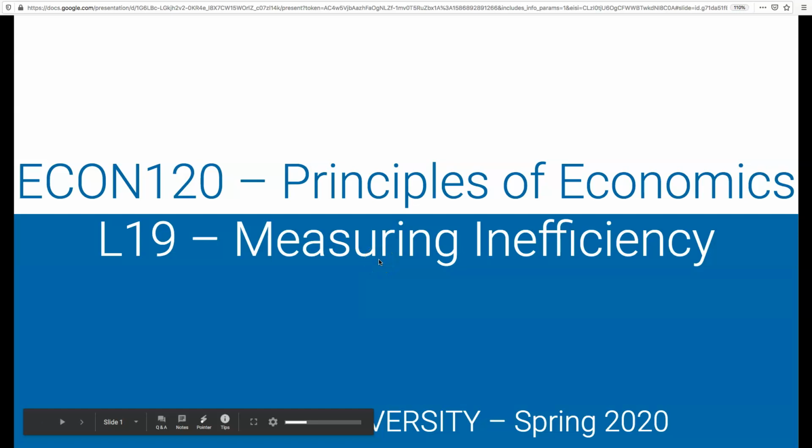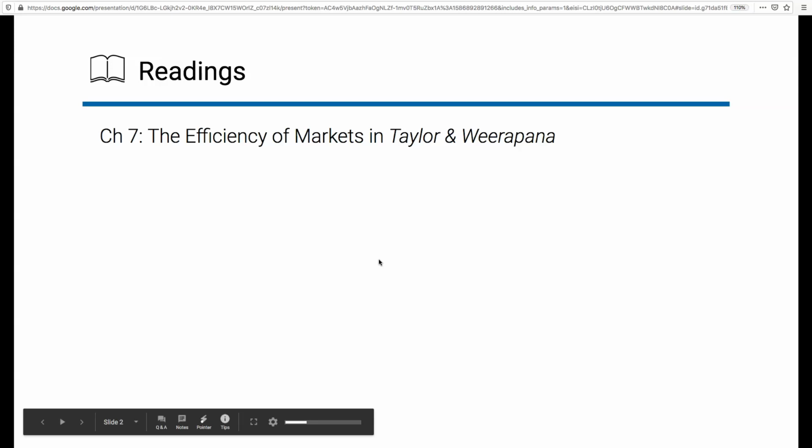Hello, in today's lecture, I'm going to talk about measuring efficiency. This lecture continues and finishes Chapter 7, the efficiency of markets, in the textbook. And before I talk about the inefficiency, just a quick recap of what I covered last week.